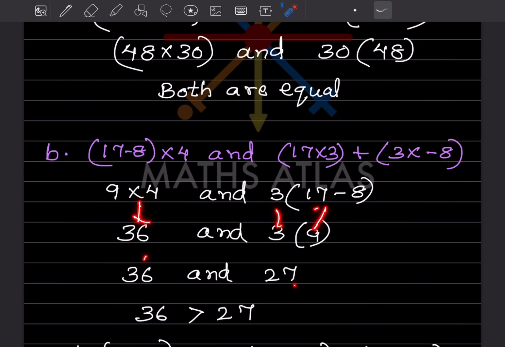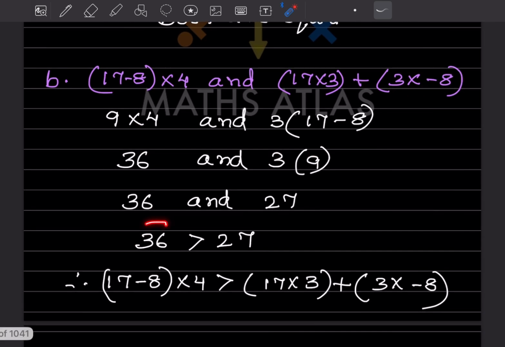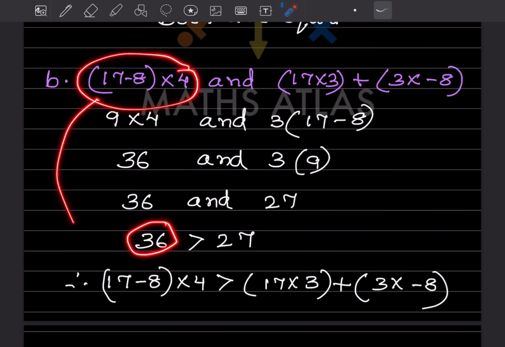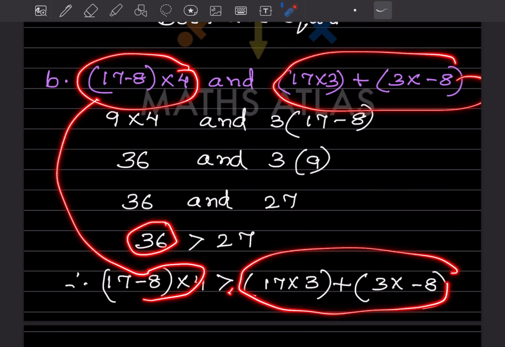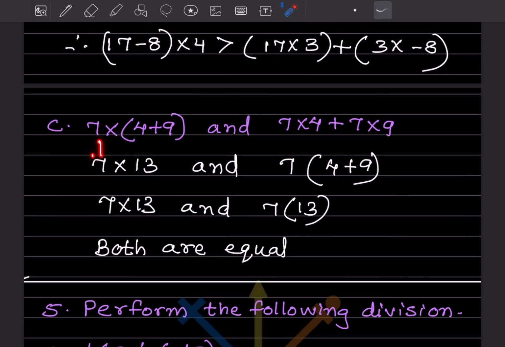So 36 and 27. What we can see, 36 is greater than 27. So this 36 is for this part. So the original is what we are going to write as greater than this part. This is the answer.